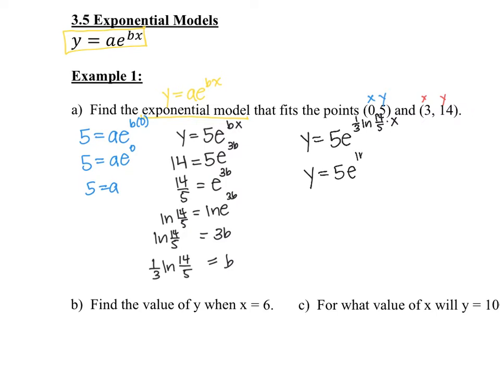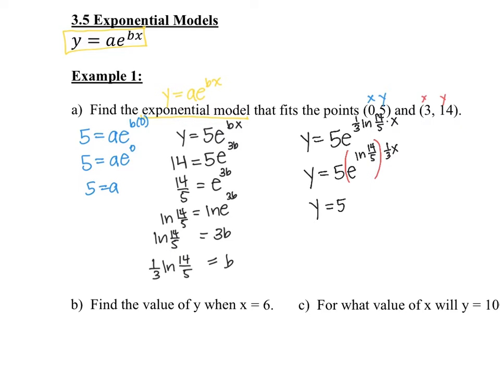Okay, I'm going to put the ln of 14 over 5 first. And then what's left? The 1/3 x. Okay, all I did was rearrange the order of the exponent. I didn't change the value of the exponent. Okay, the reason I do this though is because if I have e to the ln of 14/5, I can simplify that.